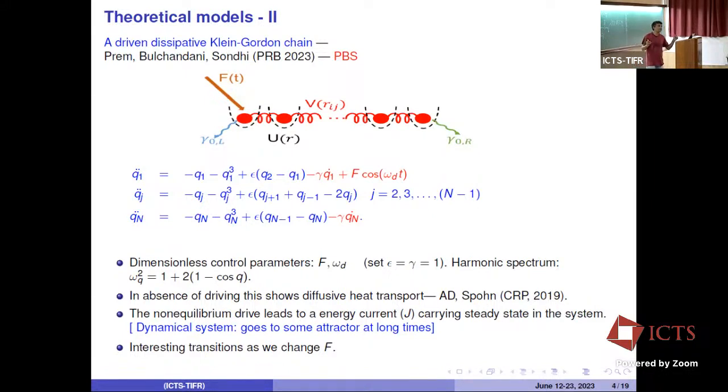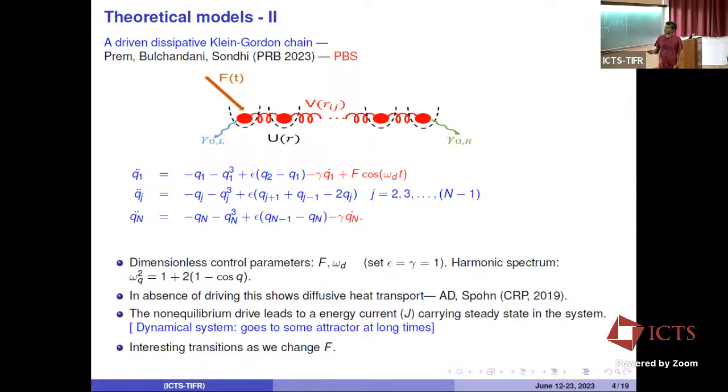Okay, so now what you might expect is that if you're driving at one end with some force and there's some damping, maybe this should give some effective temperature at this end. And inside we know that there's diffusive heat transport. So there's some expectation that finally it's just some effective temperature at one end, and at the other end it's a cold bath at zero temperature, and at this end you have some finite temperature. And then you should expect Fourier transmission. Okay, so in this case, of course, we don't put any noise in this paper.